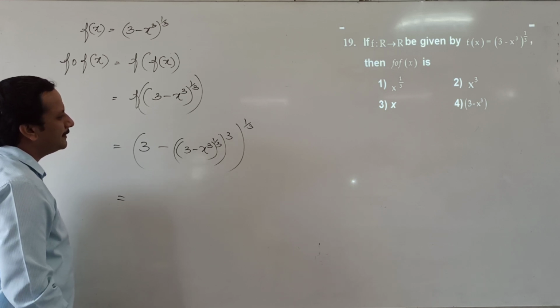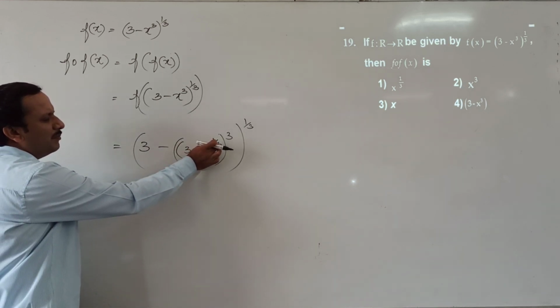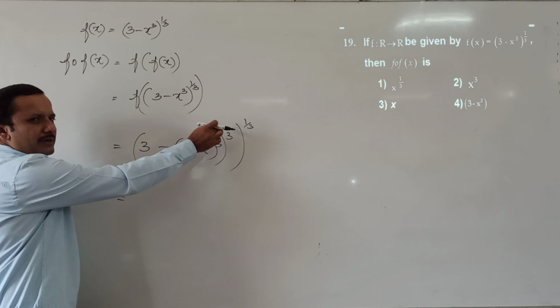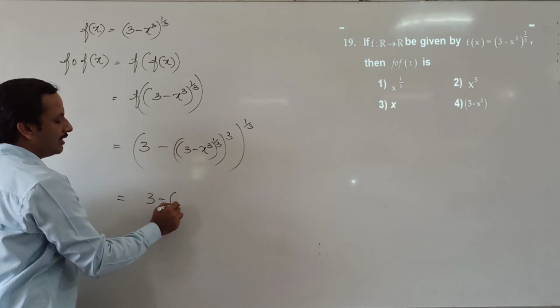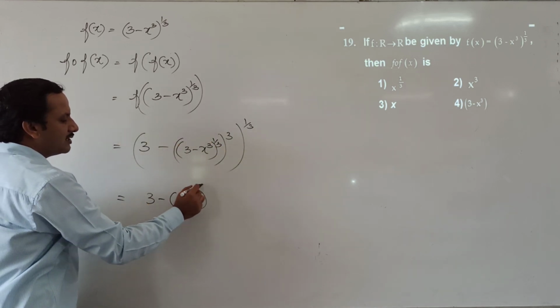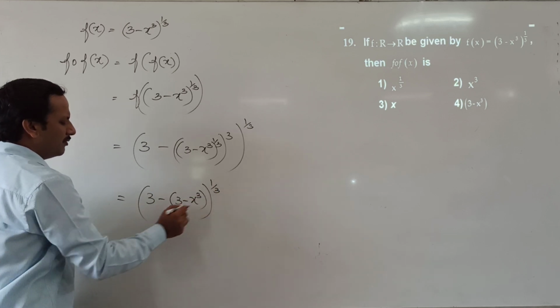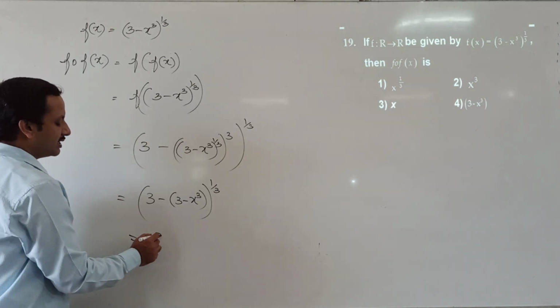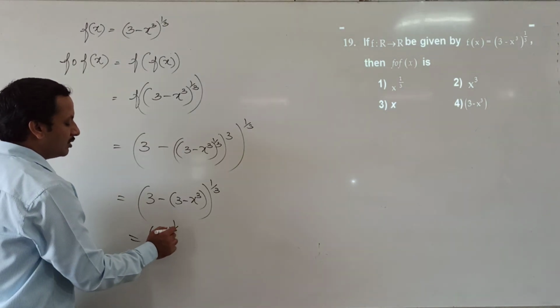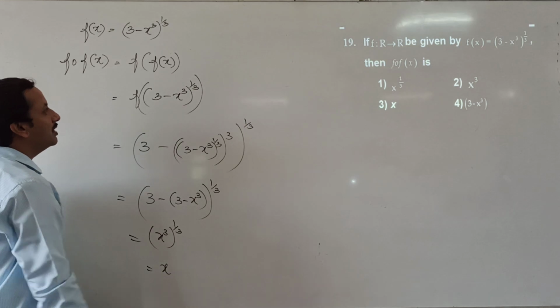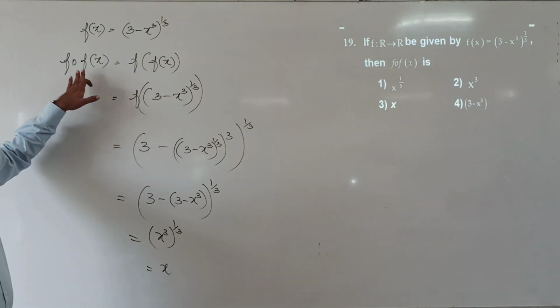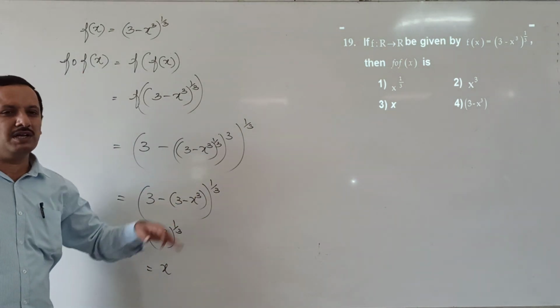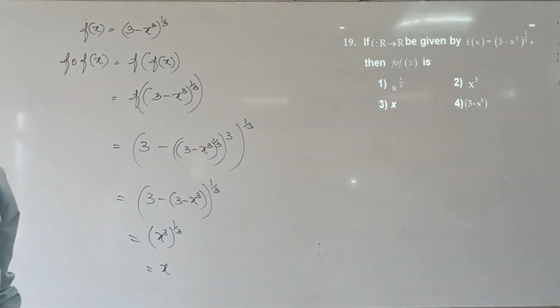What is it? Whole power 1 by 3 whole cube. This 1 by 3 and cube gets cancelled. 3 minus of 3 minus x cube becomes 3 minus 3 plus x cube. 3 gets cancelled. x cube to the power 1 by 3 is equal to x. f circle f of x is equal to x. Third option.